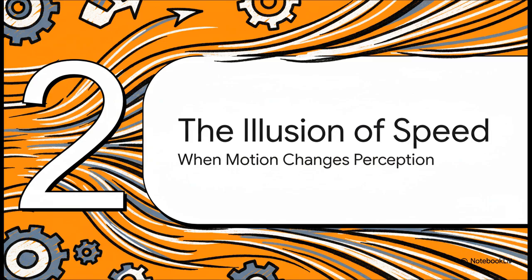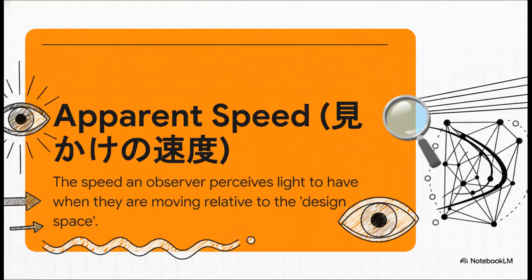Okay, so what happens when we throw motion into this model? Well, that brings us to the next part of the argument, the illusion of speed. And this is where things start to get really, really interesting. The author introduces this key concept here, apparent speed. Now, this is not the constant speed of light, not at all. Instead, it's the speed an observer perceives light to have when they themselves are moving relative to that objective design space where the light is actually traveling.